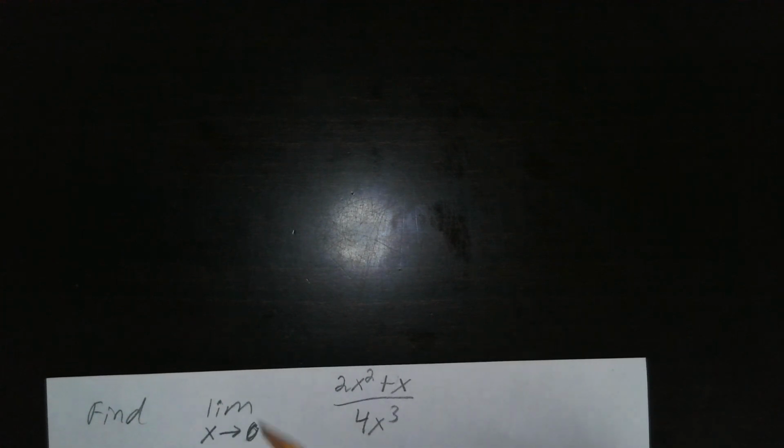And then for our last example problem of today, find the limit as x approaches 0 of 2x squared plus x over 4 times x to the third power. Please pause the video and try it out.